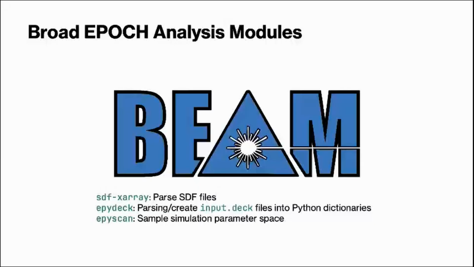What EpiScan allows you to do is parameter scans. Let's say you want to run a bunch of simulations over several different parameters, some of those linearly, some in log space. You can do that. You pass in a Python dictionary with which parameters you want to change, and EpiScan loads in the files using EpiDeck, and then writes the files out as, again, input decks using EpiDeck. So you can create a nice pipeline if you want to do a machine learning approach, and then finally do your analysis with SDF X-ray. I do machine learning, in case you haven't figured that one out yet.